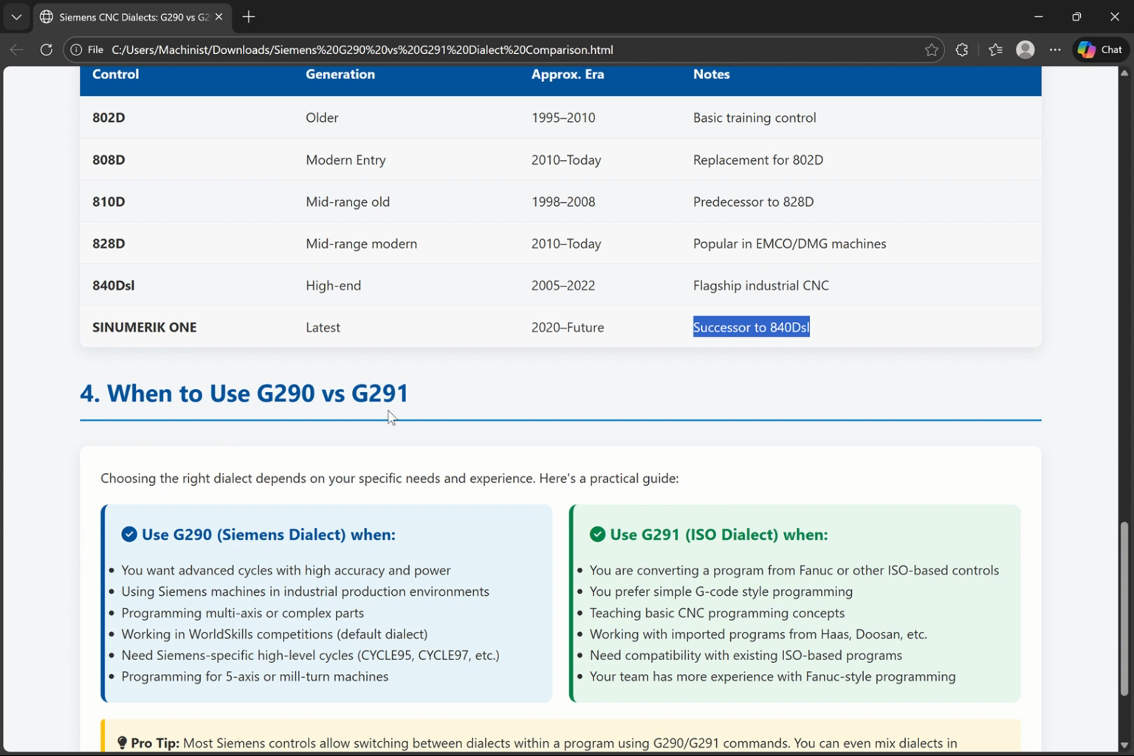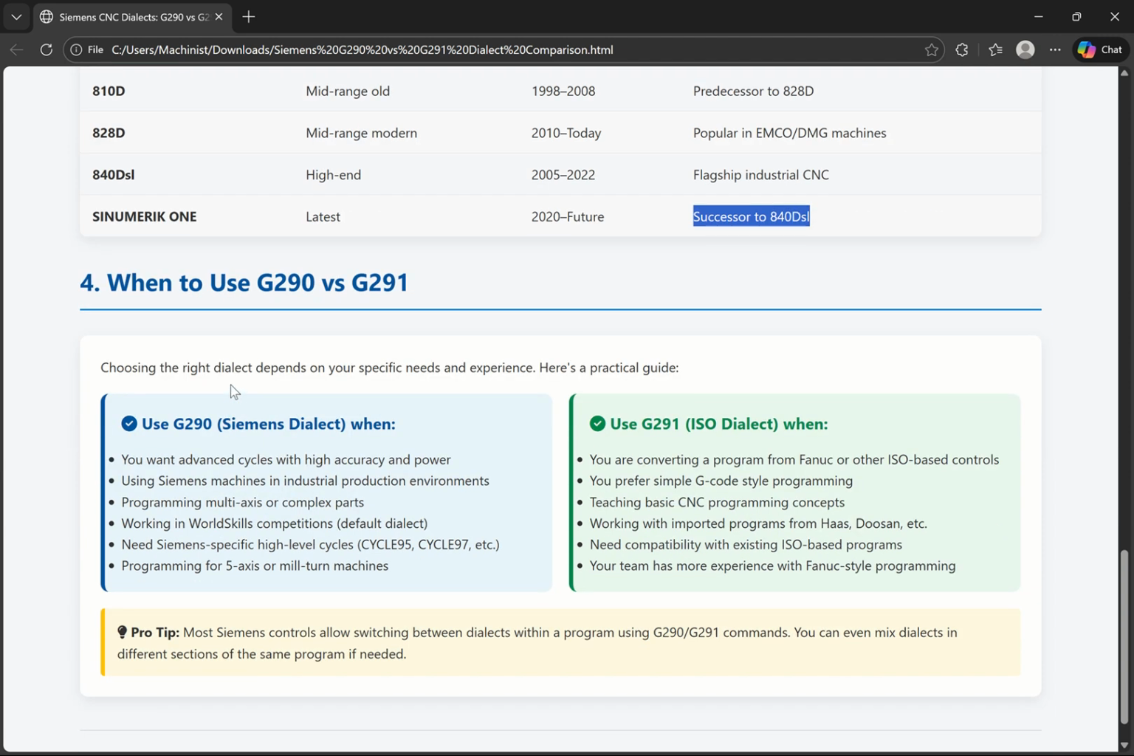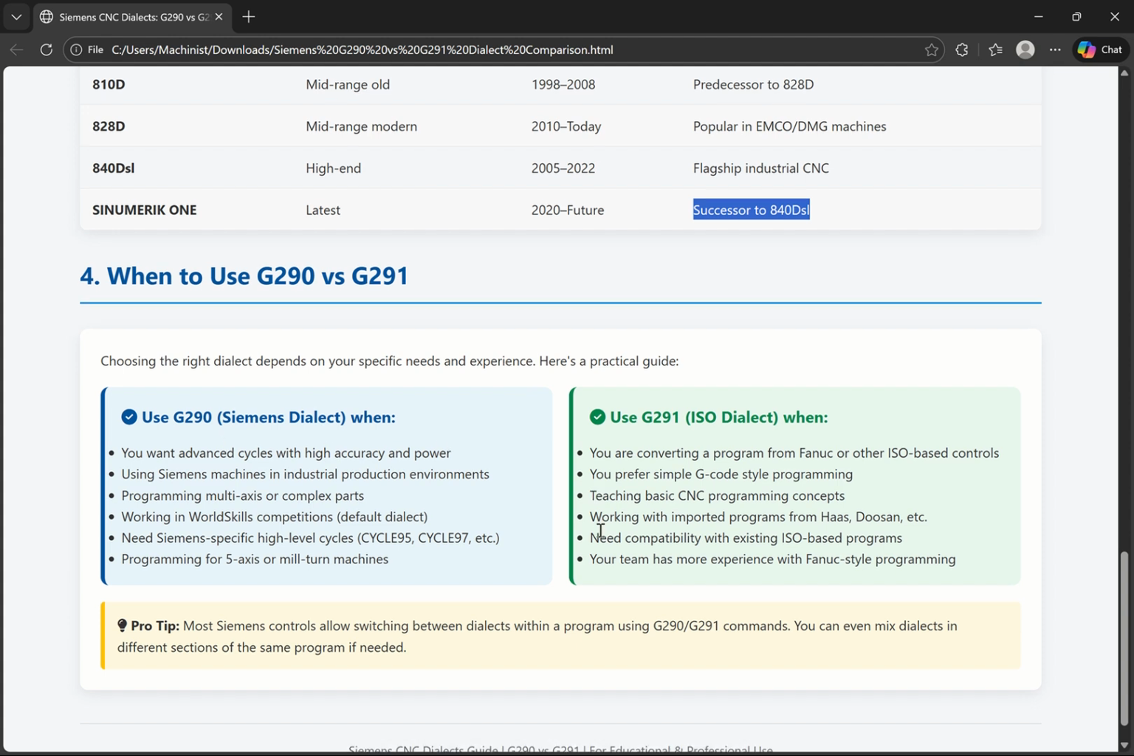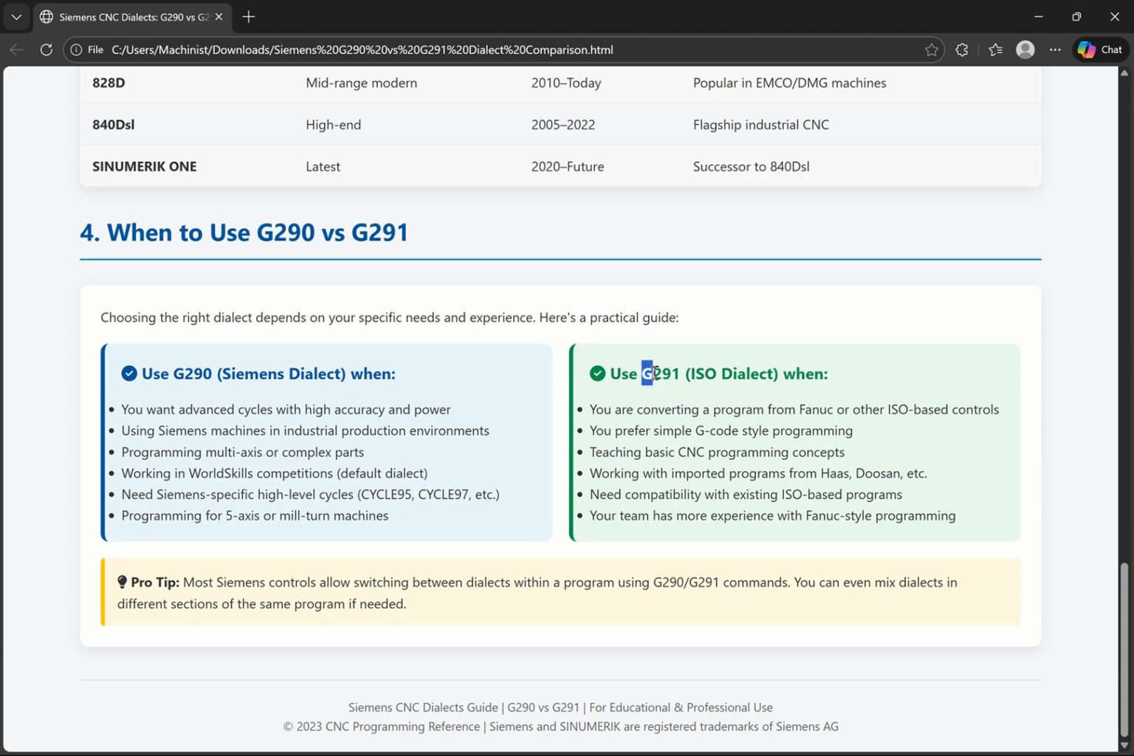When you use G290 and G291, choosing the right dialect depends on the specific needs and experience. Maybe you feel you have been using Fanuc machines on the ISO dialect, but now you are coming to a Siemens controller. So don't shy off. If you're using now 808, instead of trying to maneuver the controller itself, which may give a challenge, you just, in your program, initialize the program using G291, and then you write your ISO program. The machine will just pick it automatically, and then it will use.